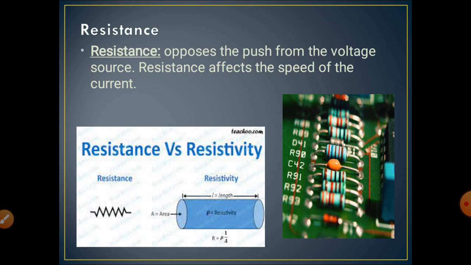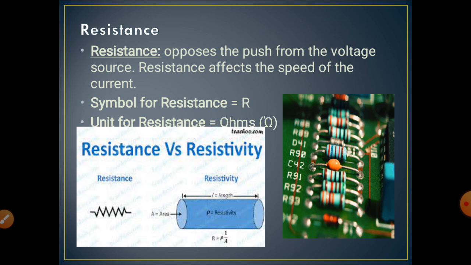Next one is resistance. Resistance is nothing but opposition to the flow of electrons, and it also affects the speed of the current. Resistivity is denoted by rho. We calculate the resistance using the resistivity: R is equal to rho into L by A, where L is the length of the conductor and A is the area of the conductor. The symbol for resistance is R. The unit for resistance is ohm.